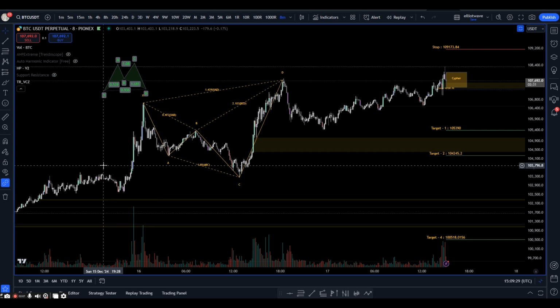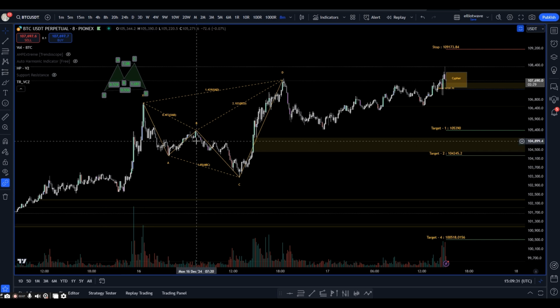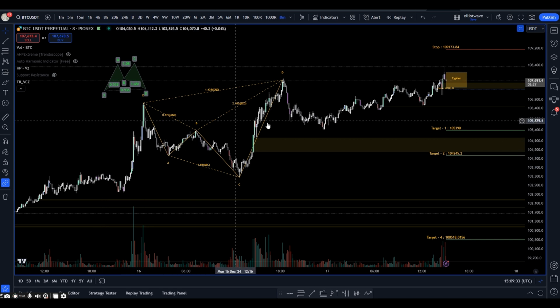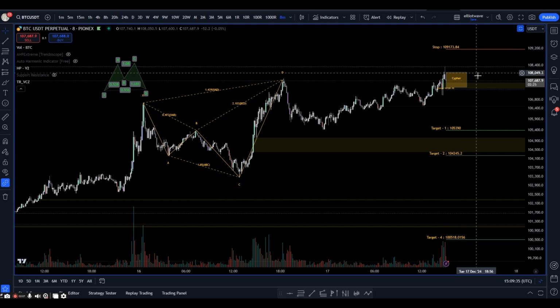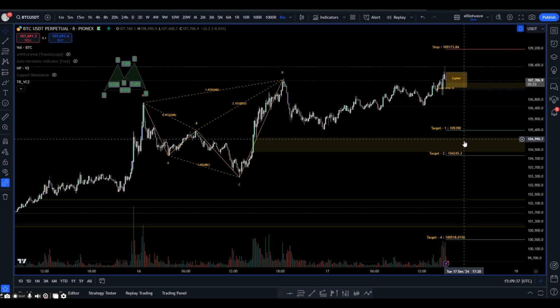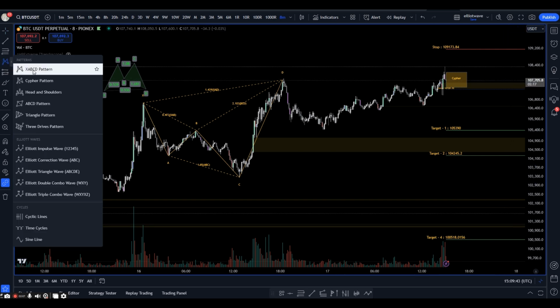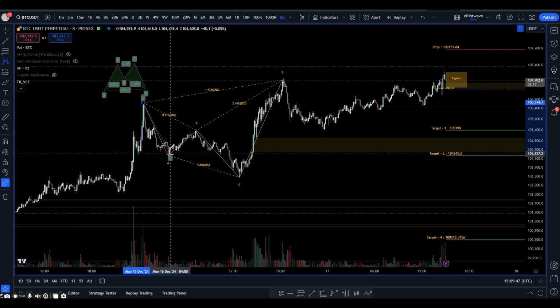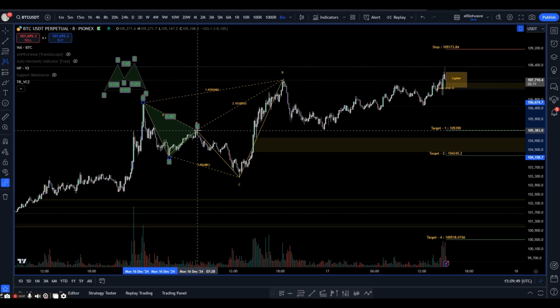We'll draw it back in using the XABCD pattern, forming a bearish Gartley or bearish W pattern. Switching off the indicator, we can see the W pattern, which would be bearish. This setup would look for a move down to test and maybe break the lows, while the M pattern would look for a move up to test and break the highs.